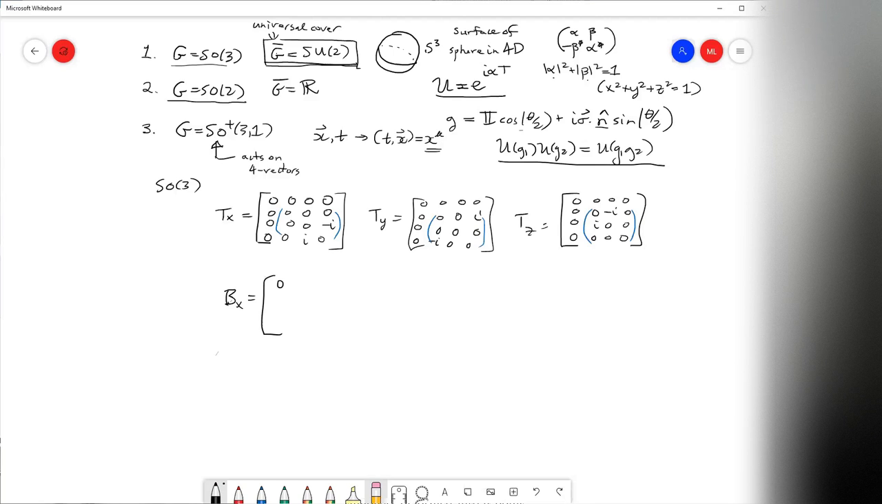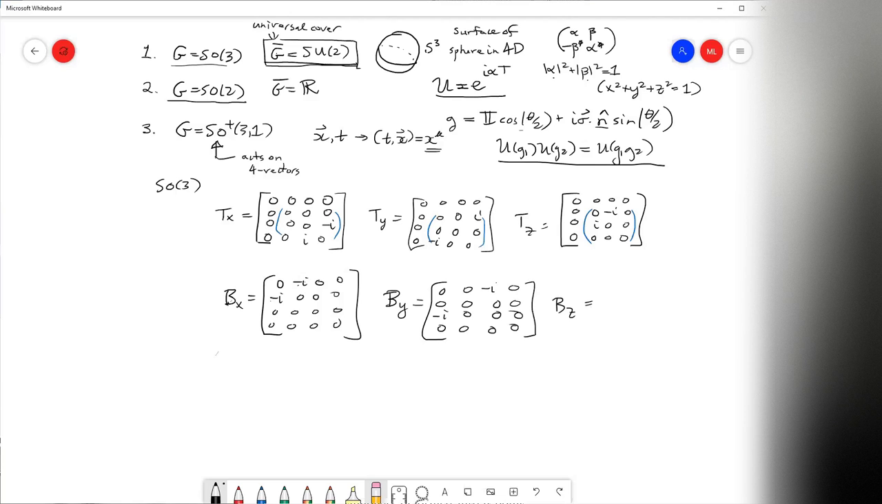And the boost generators are as follows. They're kind of like the time component version of the rotation generators. So they look kind of similar, except the i's have the same sign. This also makes the group kind of funny because you see these generators are not Hermitian. That's kind of annoying, but it's a fundamental property of the Lorentz group. And these are 4x4 matrices, and of course you can work out the commutation relations.